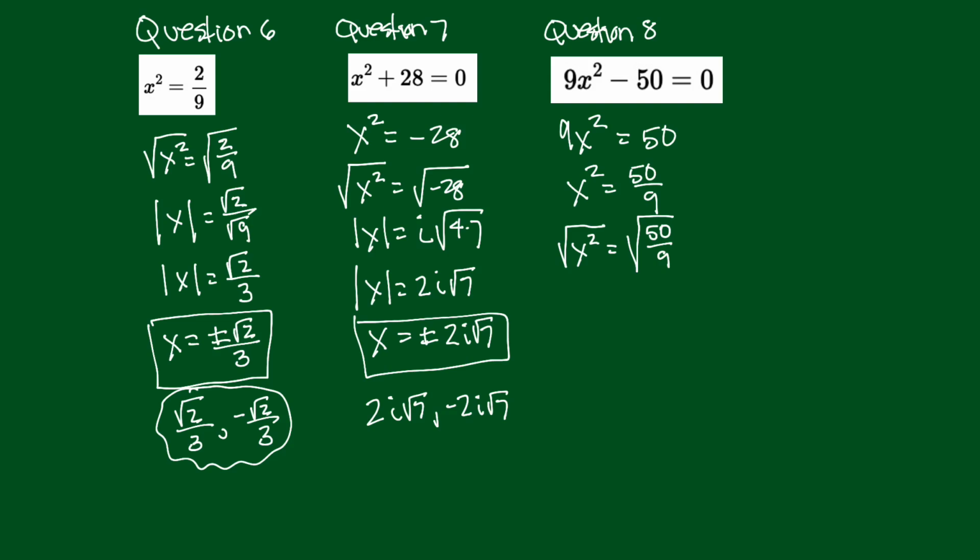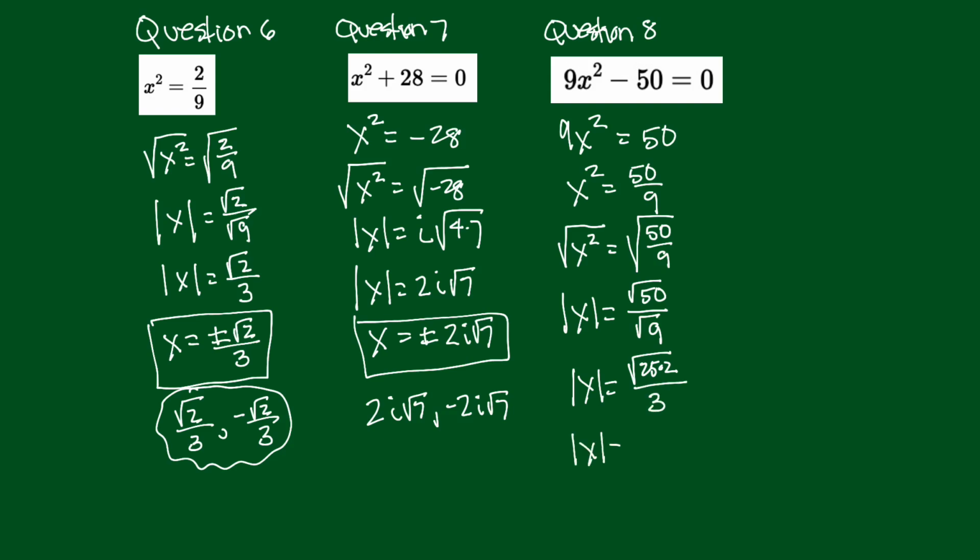Now on the left side, I've got the square root of a square, so that's the absolute value of x equals. Now on the right side, I got the square root of a fraction, so take the square root of the top over the square root of the bottom. Now I'm going to leave that absolute value over here on the left. Square root of 50. Well, I can write 50 as 25 times 2, and then the denominator, square root of 9 is 3. We're close.